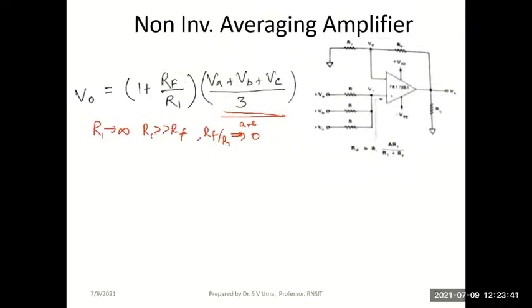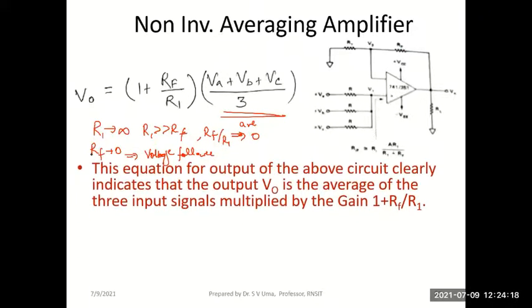Or you try to make RF 0. You can also make RF 0, make R1 infinity or RF 0. RF 0 means it's a short circuit. The circuit acts like a voltage follower, where the output follows the input voltage. So if the input voltage is the average of the three input signals, the output will also be the average of the three input signals if this feedback resistance is 0.